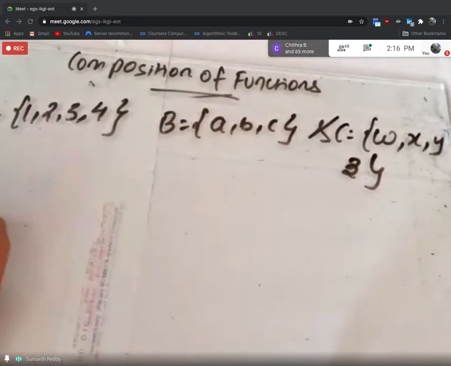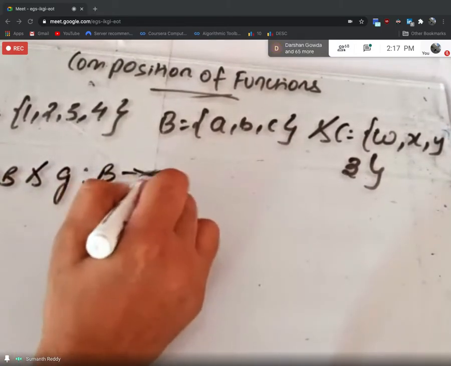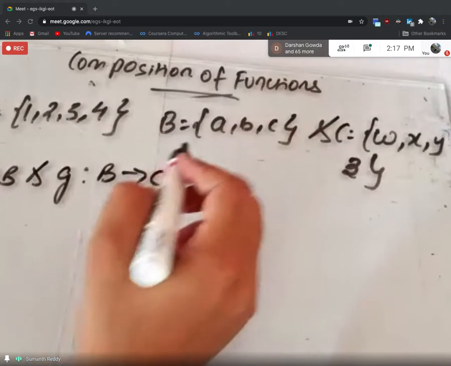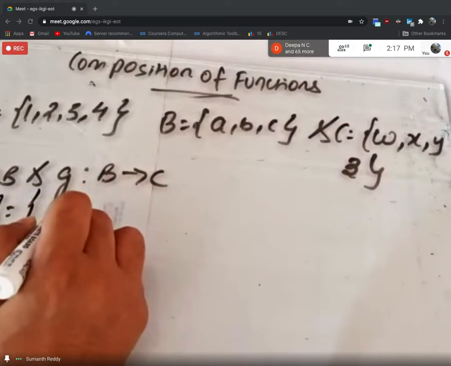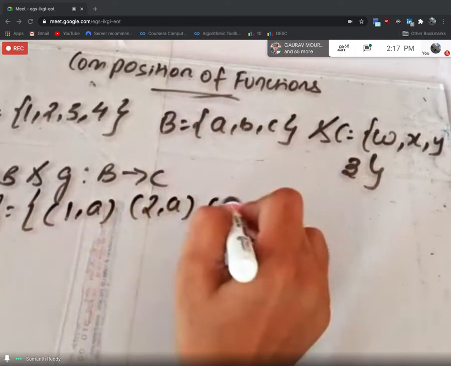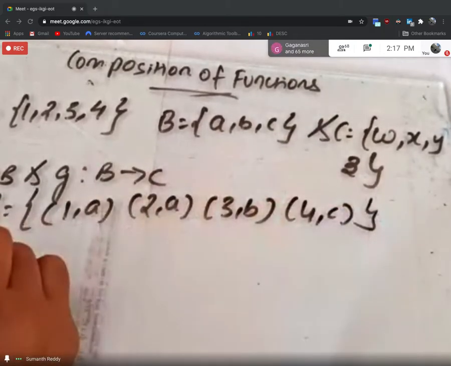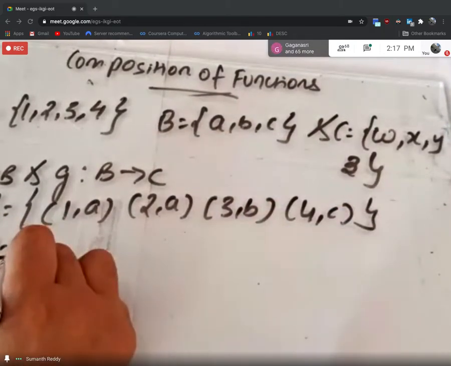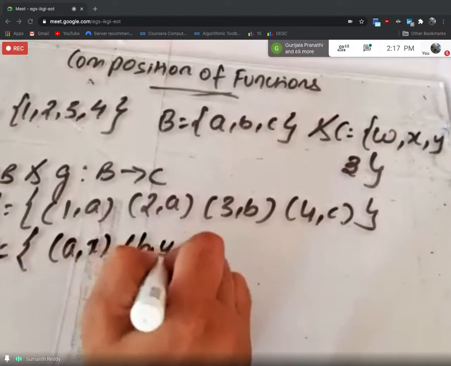He has given that function F is defined from A to B, and function G is defined from B to C. He has also defined the functions. The function F is defined by {(1, a), (2, a), (3, b), (4, c)}. I'm still telling you the question. The function G is given by {(a, x), (b, y)}.